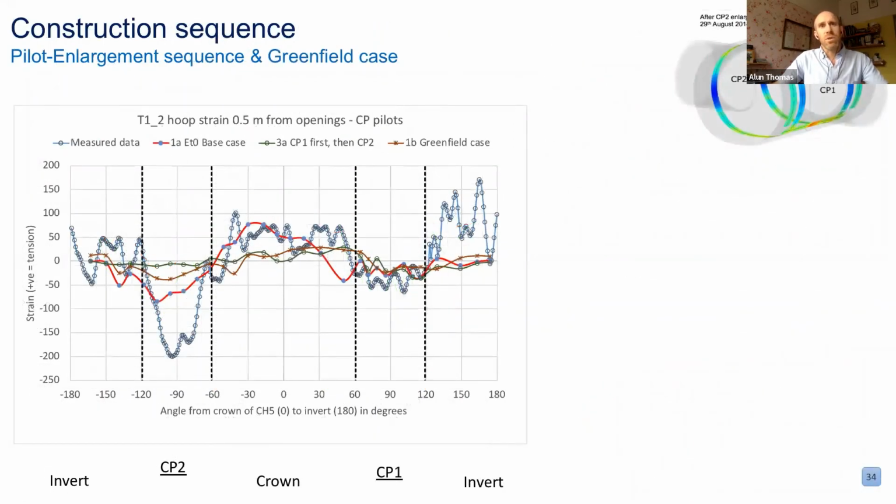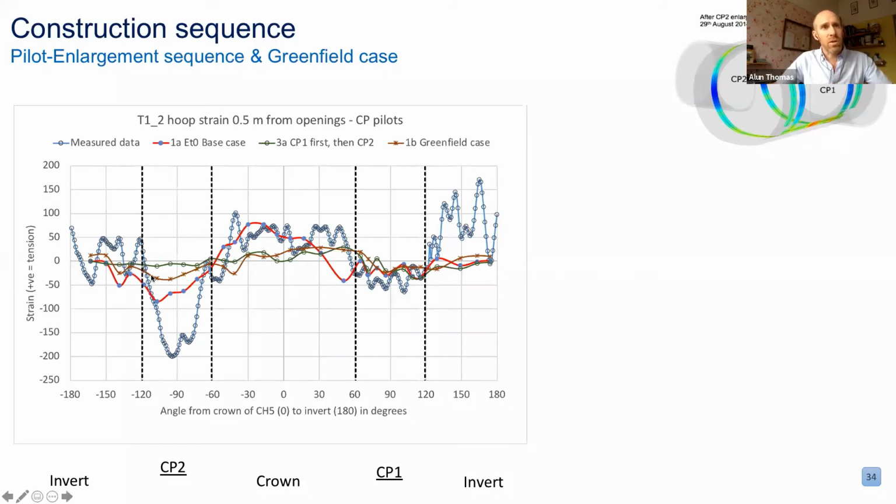Turning to sequence, there were 2 aspects we looked at. One was, does it matter if we build CP1 first or CP2 first? Do we have to do the pilot on both sides and then the enlargement, or do the pilot and the enlargement on one side and go over to the other side? That doesn't seem to matter. So that gives us some insight into the flexibility, the room for maneuver in choosing a sequence.